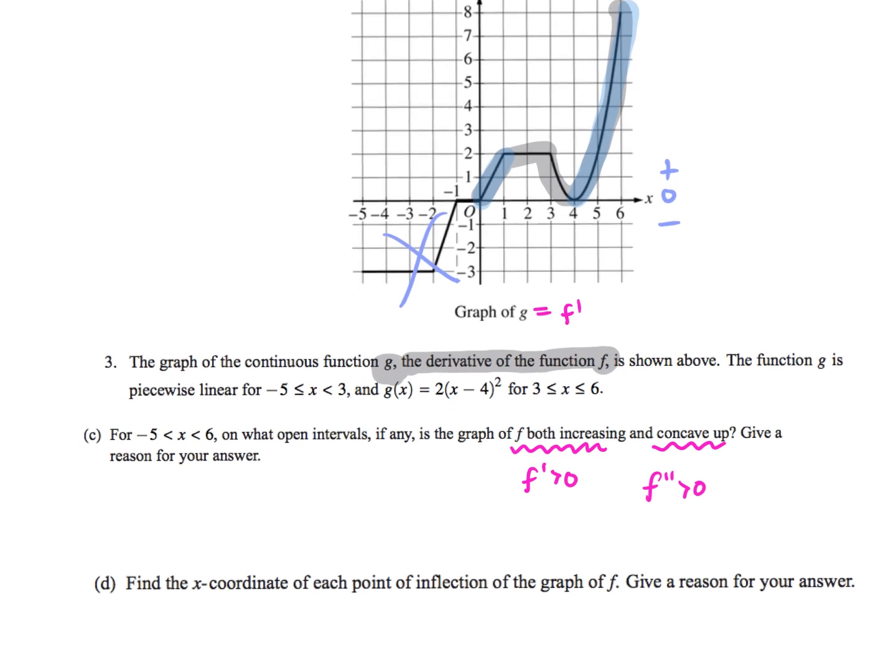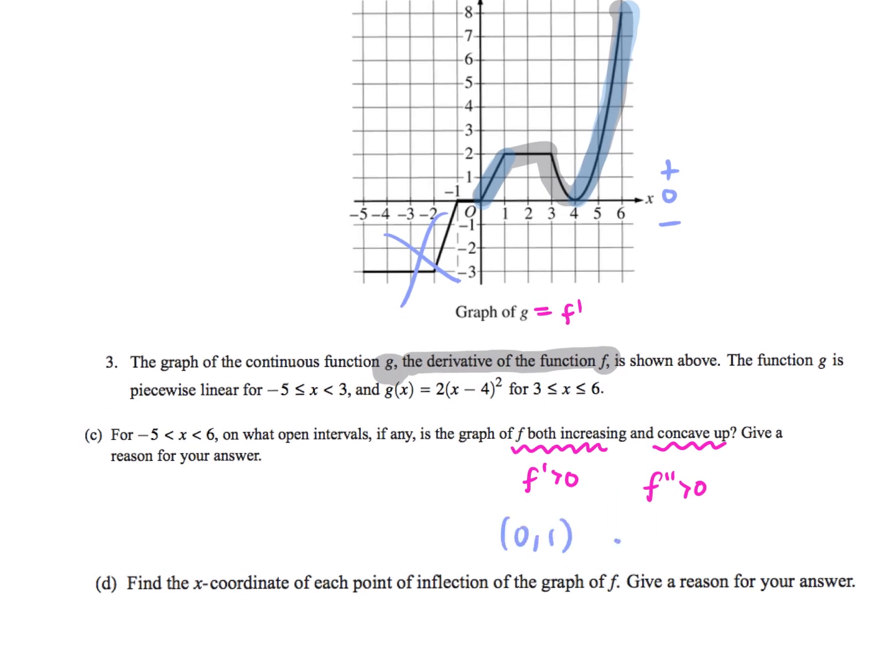So from where to where are both of these met? You're saying from 0 to 1? And 4 to, you know what? Check this out. 4 to 6. Exactly. They did bound this graph. It's stopping at 6. Done.